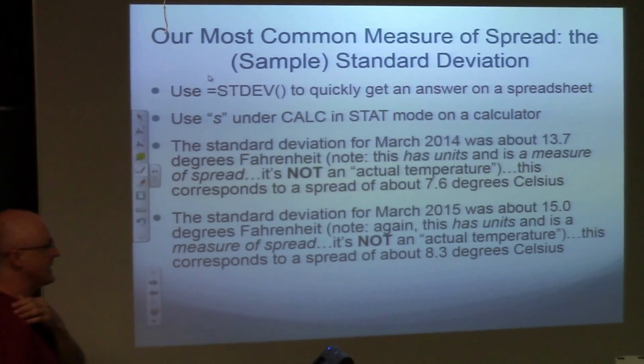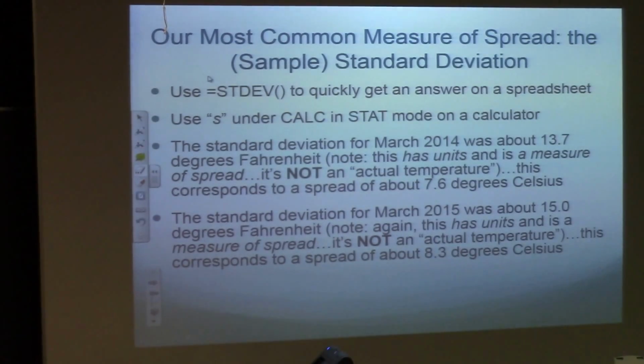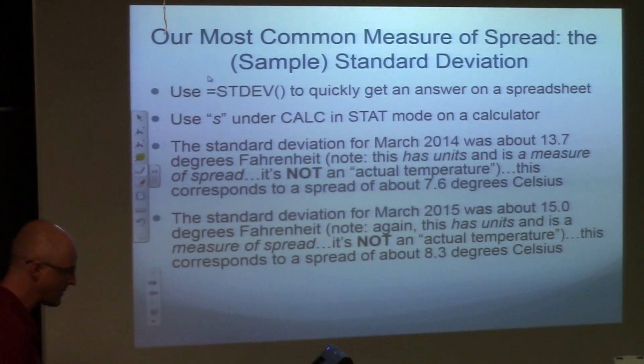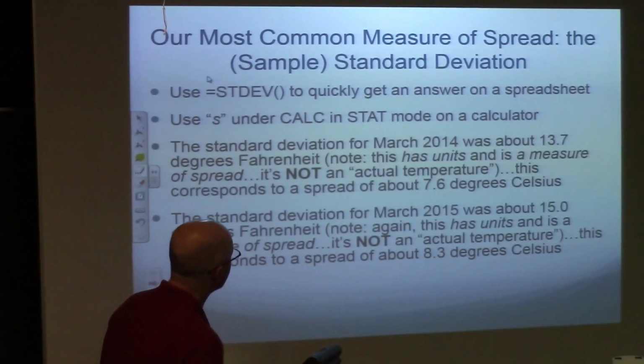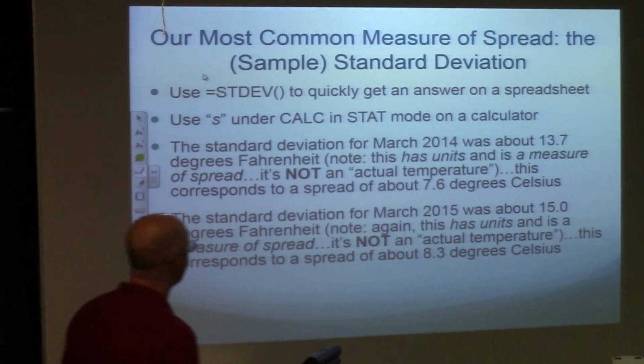What do you find if you do that for these data? For March 2014, the mean was about 13 points, the standard deviation was about 13.7 degrees Fahrenheit.